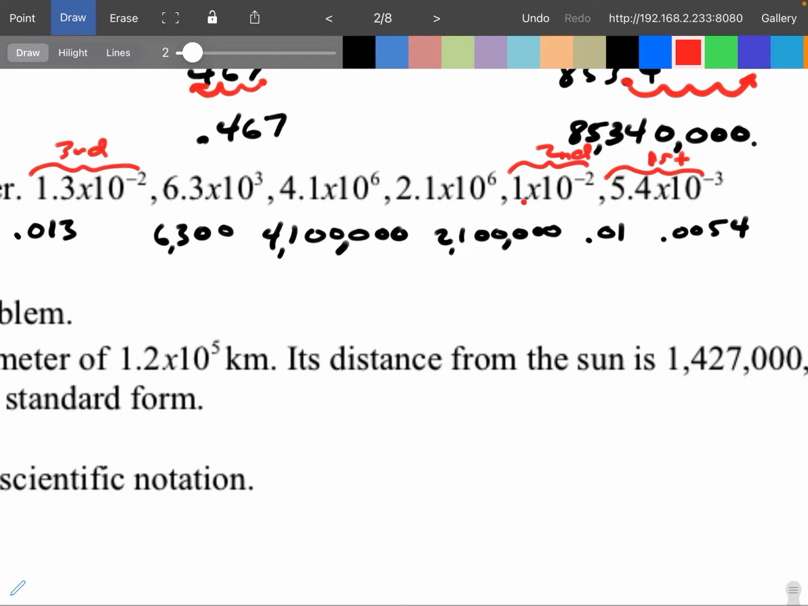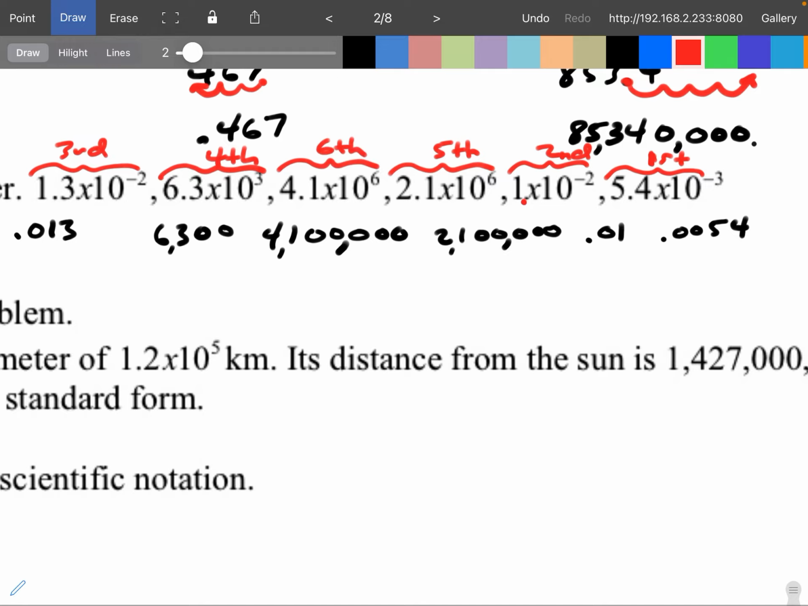Then it would be 6,300, right? So that's going to be fourth. Fifth is the 2,100,000. So that would be fifth. And then the largest one would be the 4,100,000. That's sixth.